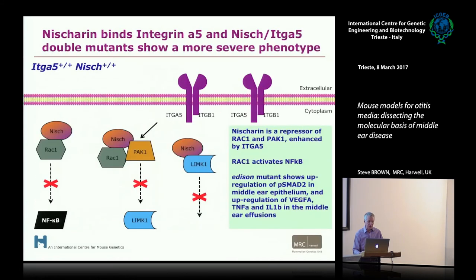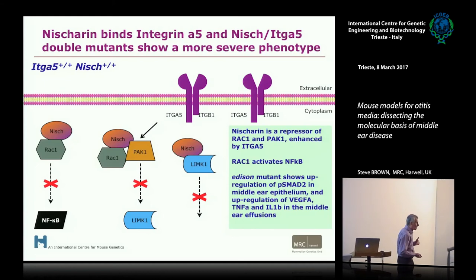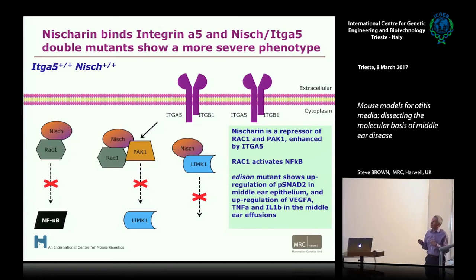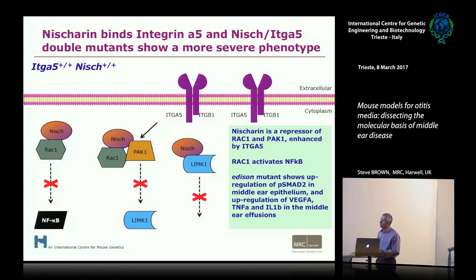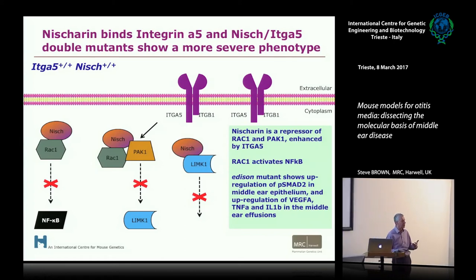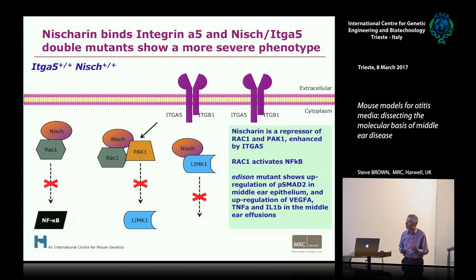But I just want to skip to the end to say that it's working through a slightly different pathway. Nisharin, in fact, is a repressor of these pathways here. I'm not going to go into any of this in detail, the RAC and PAC1 pathways, which also feed into NF-kappa-B and LIMK1. NF-kappa-B, of course, is a key inflammatory modulator. And LIMK1 is, in fact, involved with vascular leak and angiogenesis, as has been shown as well.